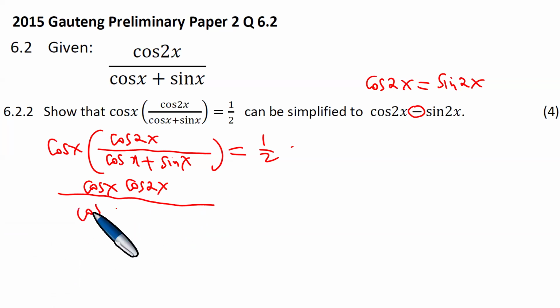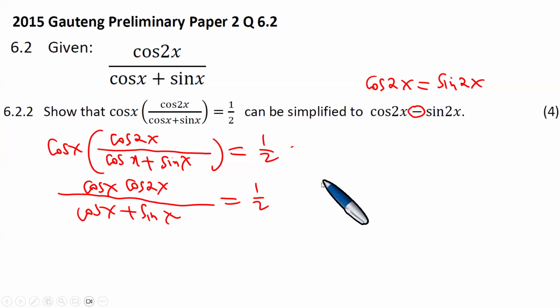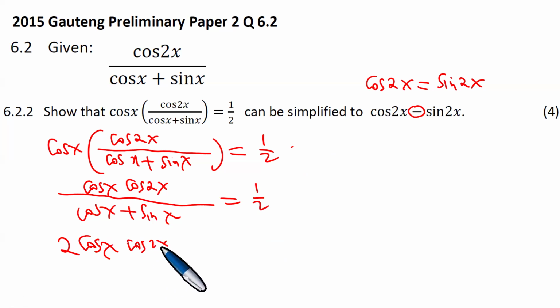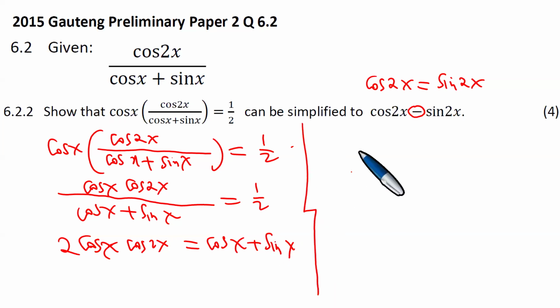Over cos x plus sin x, cosine x equals plus half, sine x equals 1/2. And then I cross multiply, so you get cos 2x times cosine x. This equals cosine x plus sine x. There are too many ways of doing it. So cos x times cos 2x equals cos x plus sin x.